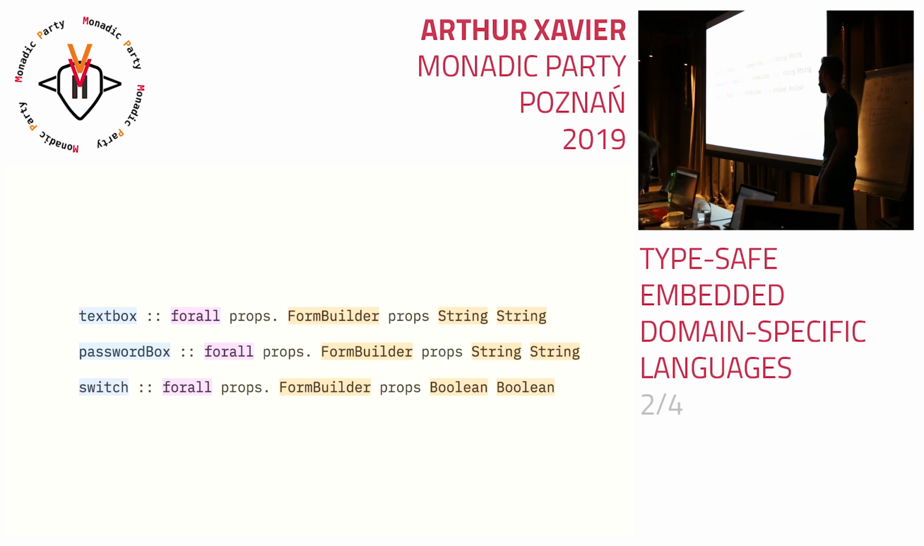So, right. This DSL obviously has a syntax and semantics. For the syntax, we have a bunch of combinators that can be used. And it all starts, or it all ends, with some form fields, which are the things that we effectively want to render on the screen, where we get the user input from. And we have a bunch of those. Text box, password box, and switch are just some examples.